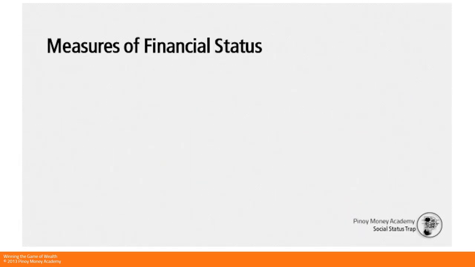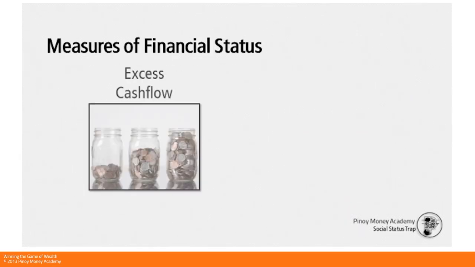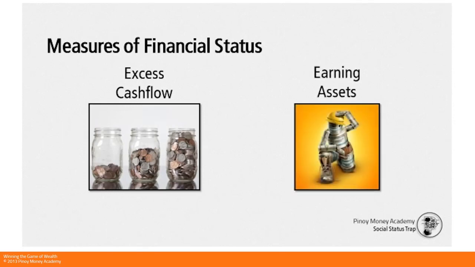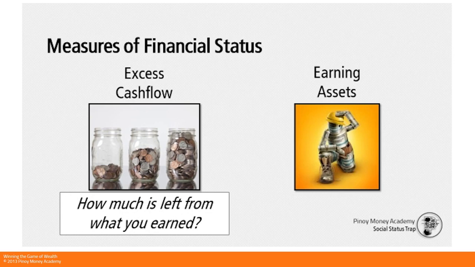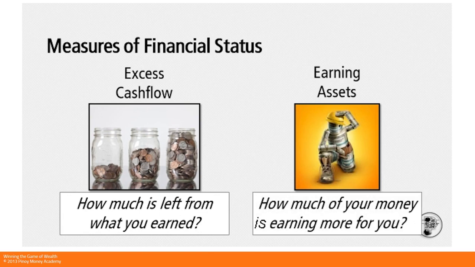Here's why. The financial status of a person can be measured by 2 factors. Number 1 is excess cash flow, and number 2 is earning assets. So, ano ba ang ibig sabihin ng mga ito? First, excess cash flow. Excess cash flow means kapag may pumasok na pera, magkano ba ang natitira sa'yo? How much money is left? This is the amount that you add to the second factor, which is your earning assets. Earning assets means magkano ang pera mo na kumikita pa ng mas maraming pera para sa'yo. How much of your money is making more money for you? Itong dalawang factor na ito ang major na pwedeng basihan ng financial status ng isang tao.